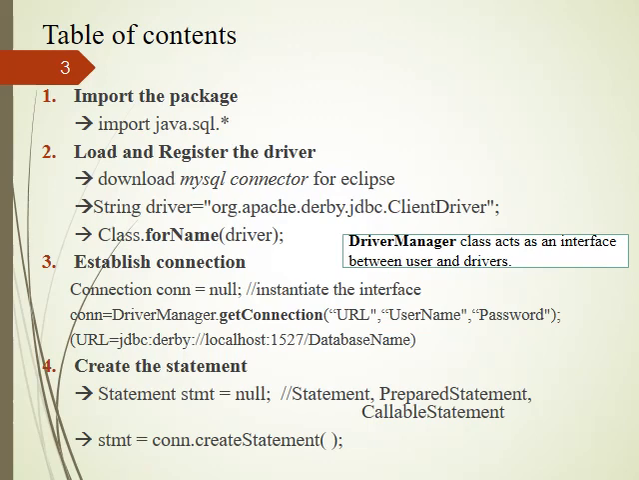This DriverManager class acts as an interface between the user and the driver. The fourth step is to create a statement. There are different types of statements, for example, statement, prepared statement, callable statement. For simplicity, I have taken the first one. I have to create an object of the type statement, stmt. Then we have to use the connection object dot createStatement in order to create the statement.